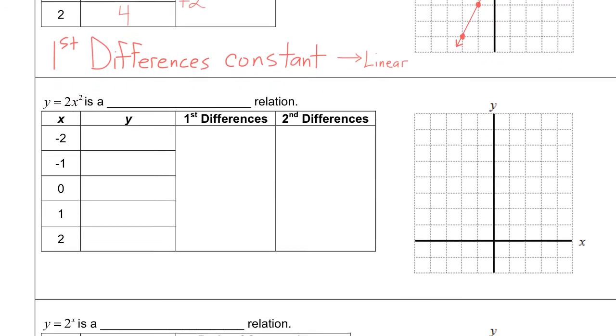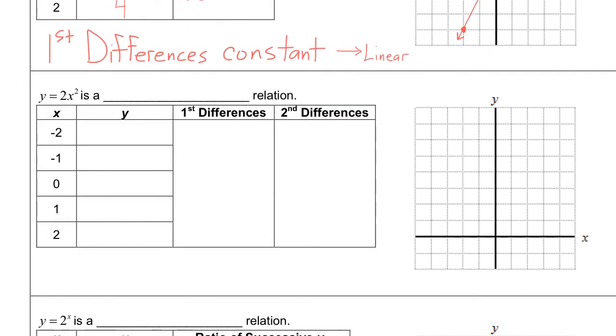Well, let's look at a different relation now. Let's look at y equals 2x squared. So we're going to do the same thing. We'll fill in our table of values. So when x is minus 2, y is equal to 2 times minus 2 squared. Now don't get tricked here. Remember, when you have an exponent and the base is negative, your answer is going to be positive, because this is negative 2 times negative 2, which is 4, then times 2, which is 8.